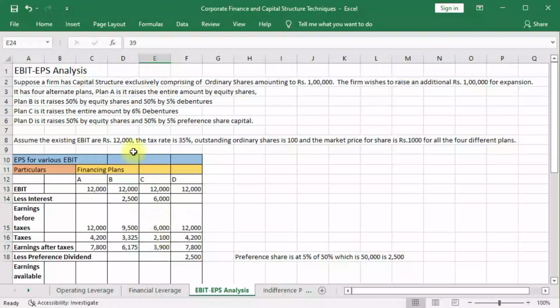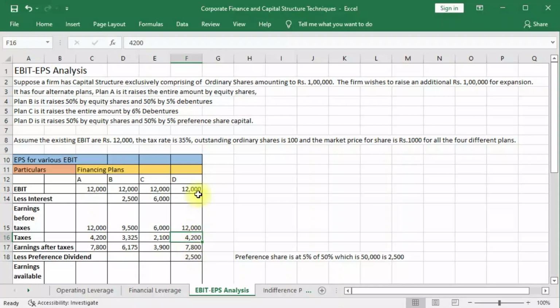And in the last plan, which is plan D, it is raising 50% by equity shares and 50% by 5% preference share capital. So the total amount which is going to be raised is 100,000 rupees. EBIT is 12,000 in plan D. There is no interest because no debentures are there. It's only equity shares and preference share capital. Earnings before taxes is the same as EBIT, which is 12,000, since there is no interest.